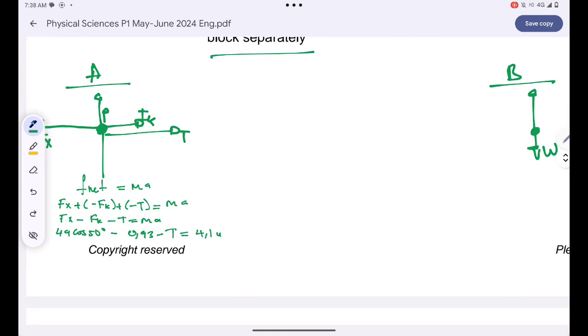And then on the left hand side, I have 49 cos 50 minus 0.93. This will simply give me 30.57 minus T is equal to 4.1 A. And that's my first equation.